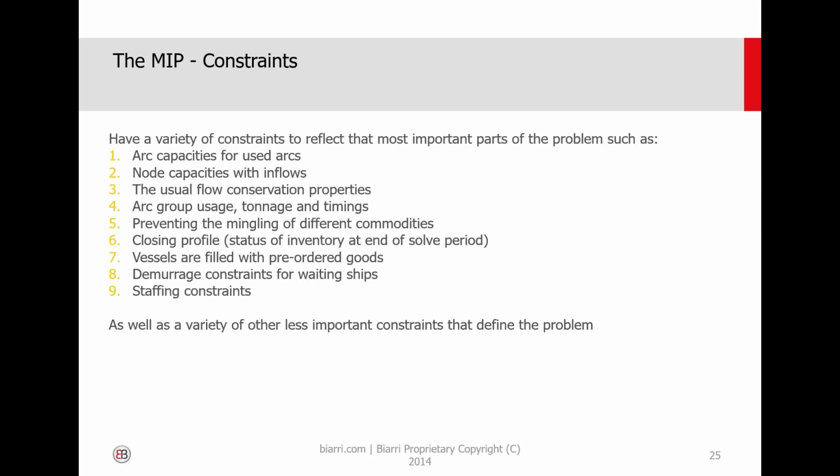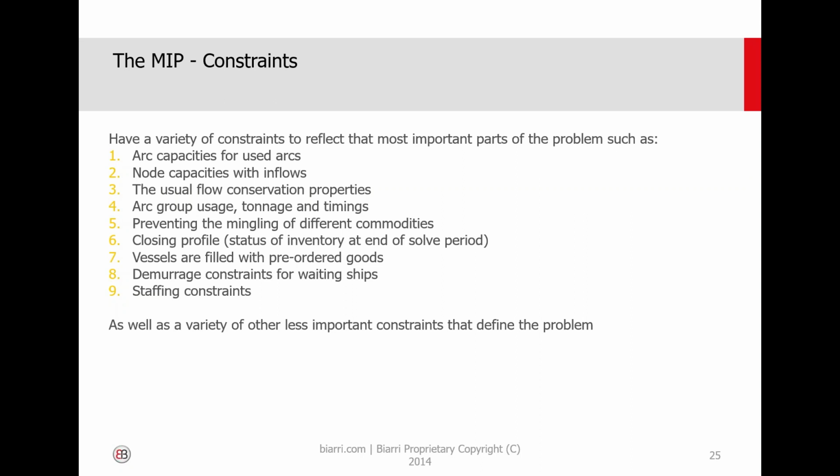The next part and the final part that defines our MIP is the set of constraints. And we have a variety of constraints to reflect the most important parts of the problem, such as arc capacities for the used arc, so how much can we transport on this conveyor belt or in these different lifts. We have node capacities with inflow, so how much can this silo actually take. We have the usual flow conservation properties, so that normal flow in equals flow out. We have arc group usage, tonnage, and timings. We want to prevent the mingling of different commodities.